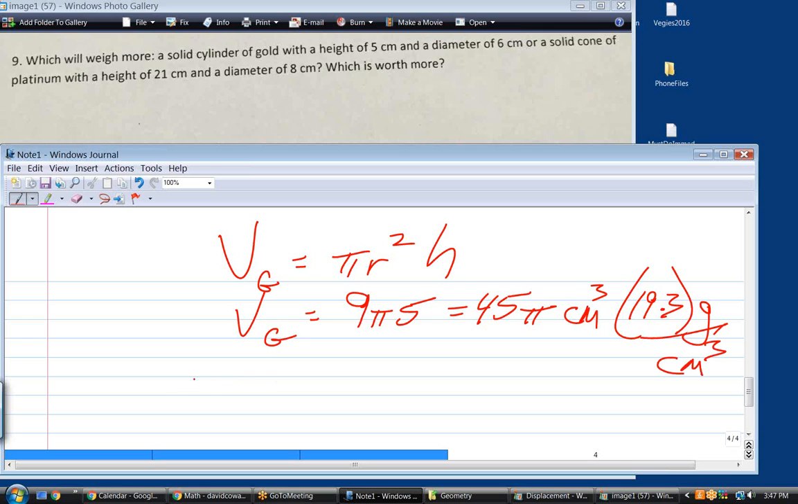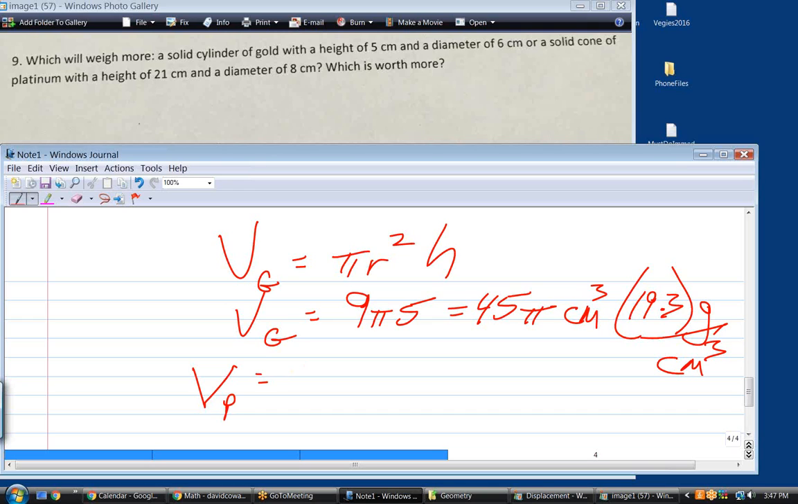And then the volume of platinum is a cone. So it would be the general formula: 4 squared pi times height, all divided by 3.